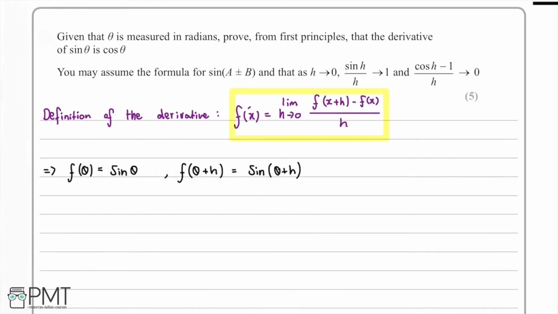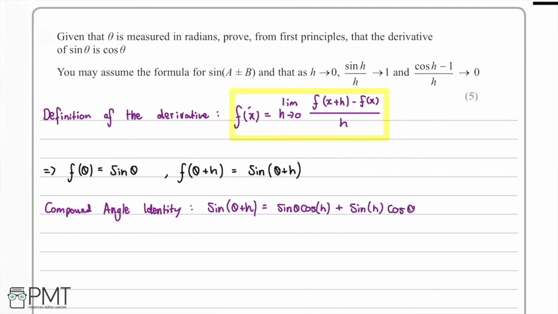So we can now expand sine of theta plus h by using the compound angle identity. So we know that the compound angle identity is as follows. It is going to be sine of theta plus h is going to be equal to sine theta cos h plus sine of h cos of theta. So we now have all the information that's required to then substitute this into the definition of the derivative.